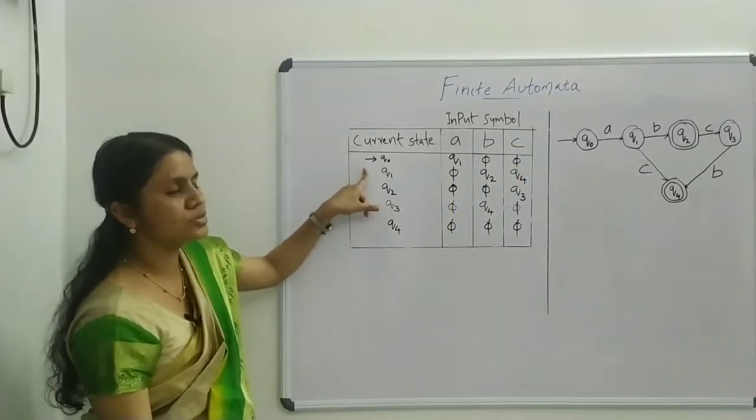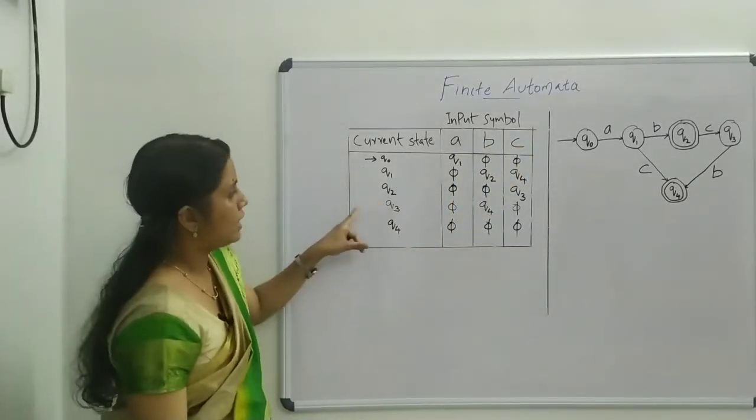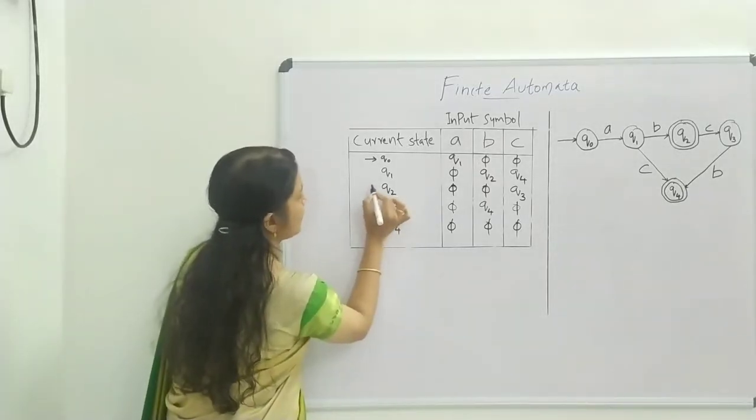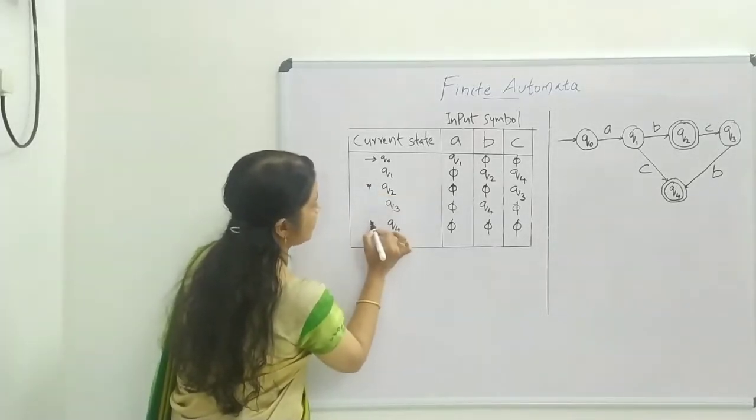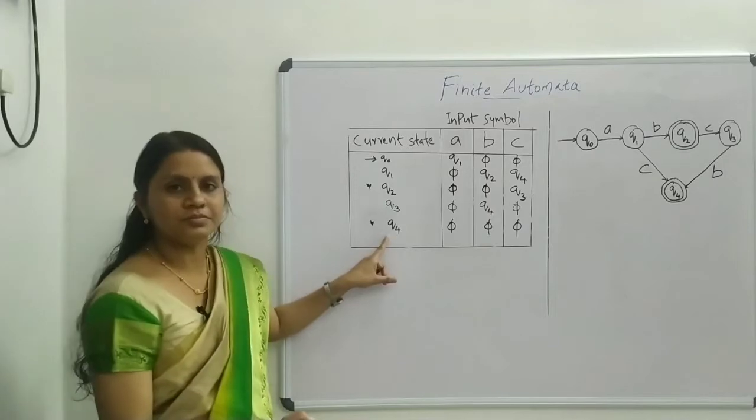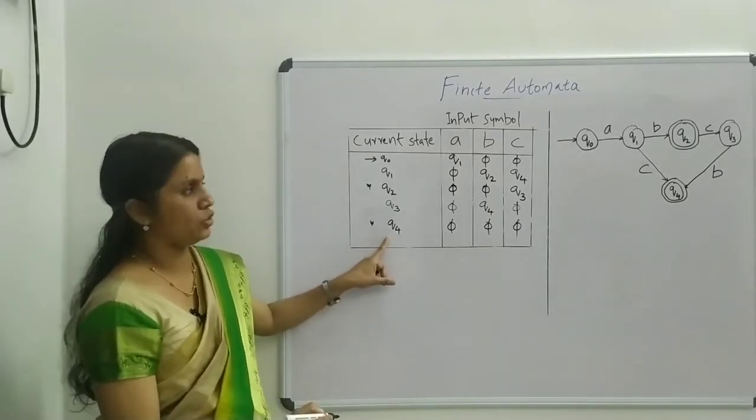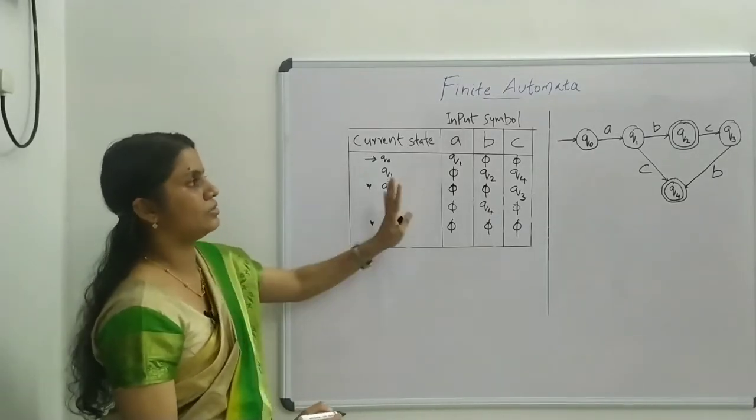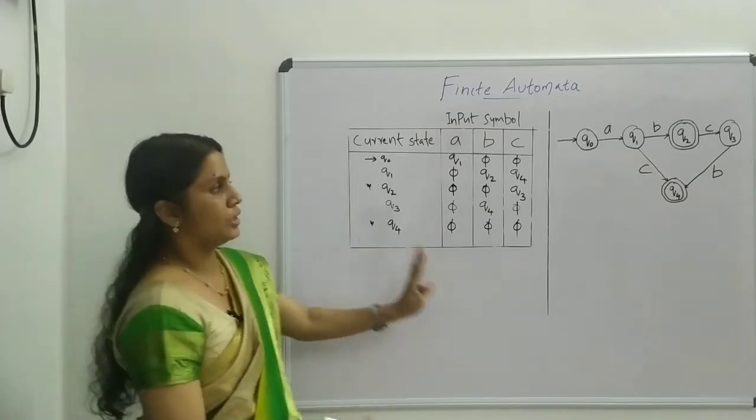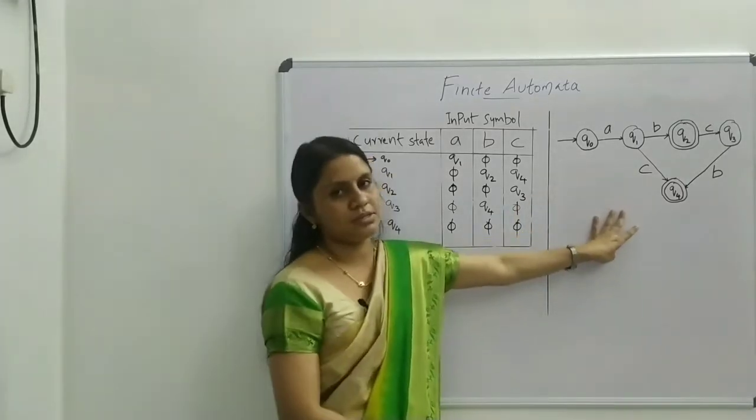Here Q0 is our start state, and Q2 and Q4 denote our final states. This is how we write the transition table if the transition diagram is given.